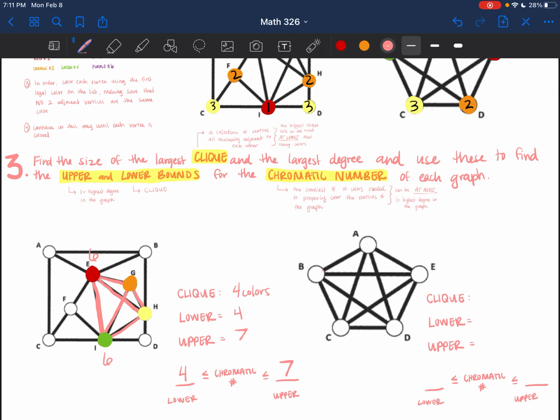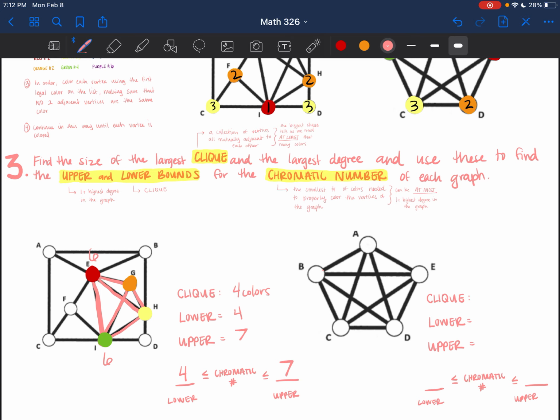And we know that because the clique gives us the number of colors that our graph needs to have at least, so our lower bound, and 1 plus the highest degree in the graph gives us the number of colors at most, like the worst case scenario it could be. So we know our chromatic number has to be either equal to one of those numbers or between them. Now let's look at graph number 2 and see how this works. So we're looking for the biggest clique again.